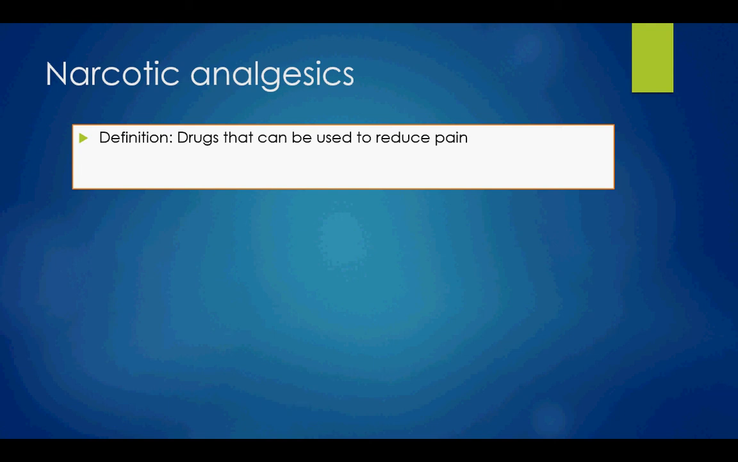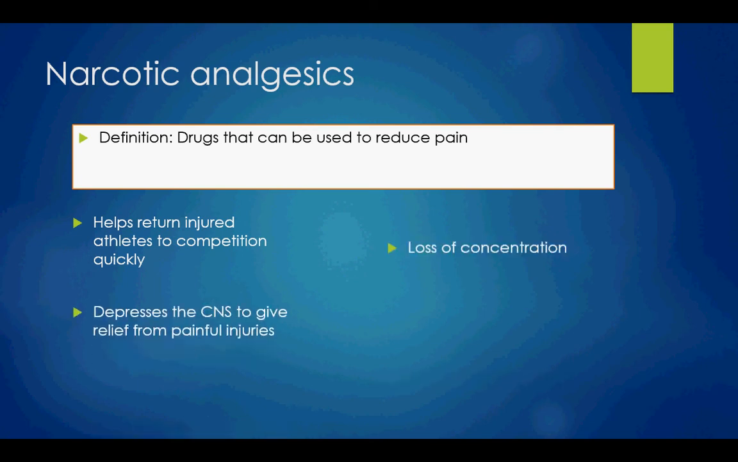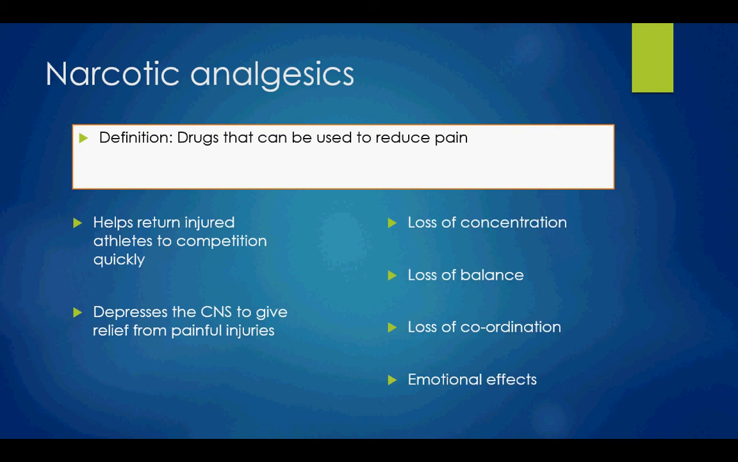As you can see on the screen, it's a drug that reduces pain. There are a wide range of different narcotics you can take to reduce pain. I'm going to give you some examples now, such as heroin, methadone, pethidine for moderate pain, and the powerful painkiller, morphine. So up on the screen now, you'll be able to see some of the reasons why a person would take a narcotic. It helps to return injured athletes to competition quickly, and it depresses the central nervous system to give relief from painful injuries. Now, obviously, if you've got a painful injury and you're masking that and you play on it, there's a greater chance that you're going to cause more problems in the long term.